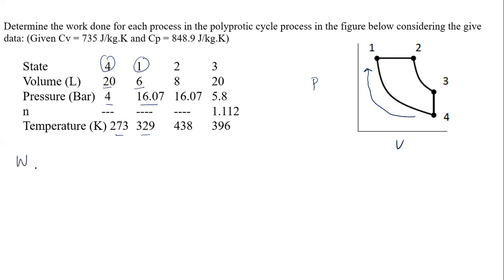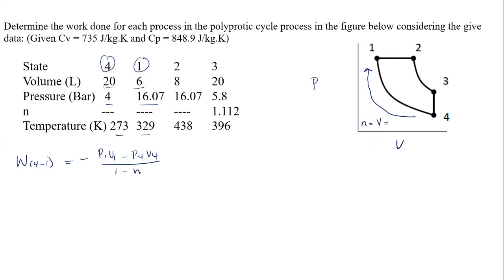Work done from state number 4 to state number 1. We have P at our final state, number 1, right? P1 V1 subtract P4 V4, divide by 1 subtract n. But here we're going to be a little bit careful, right? Under adiabatic process, our n will actually be represented by a Greek symbol we call lambda.